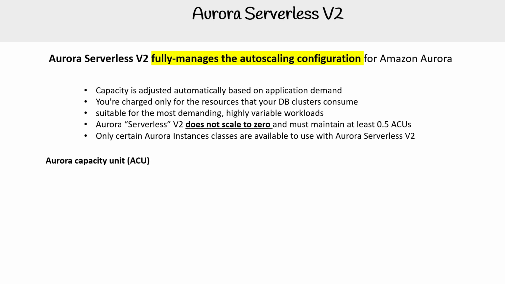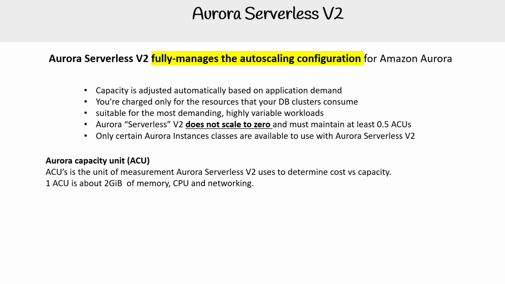For Aurora Serverless version 2, we have Aurora Capacity Units, ACUs. ACU is the unit of measurement for Aurora Serverless version 2, which is used to determine the cost versus capacity. Fargate kind of has something similar. One ACU is about 2 gigabytes of memory, CPU and network. Well, actually, Fargate lets you select the memory and CPU separately, where this is a little bit different. Capacity ranges from 0.5 ACUs to 128 ACUs.